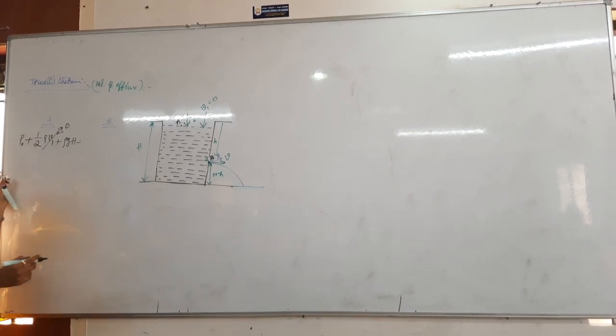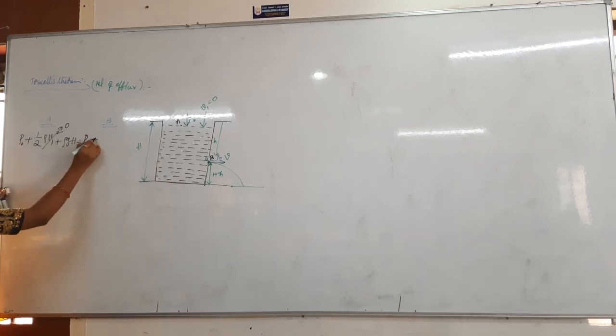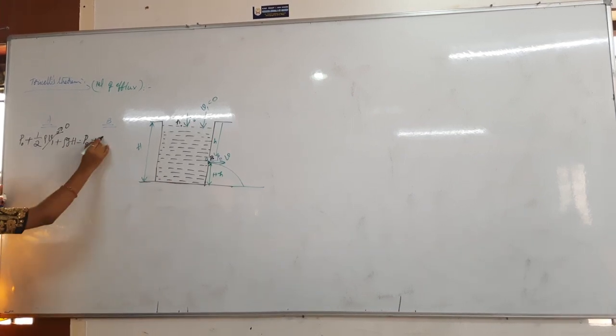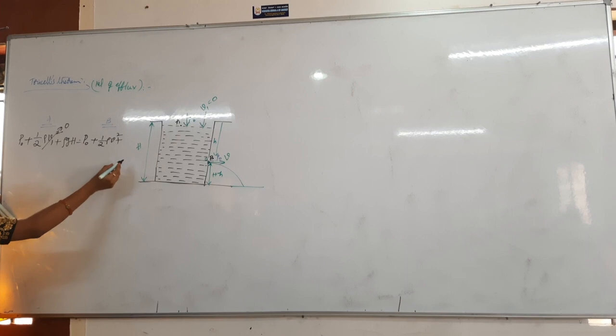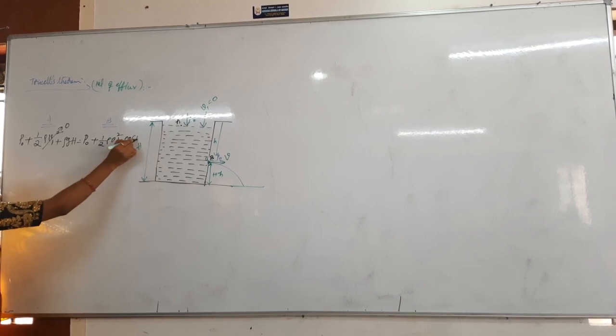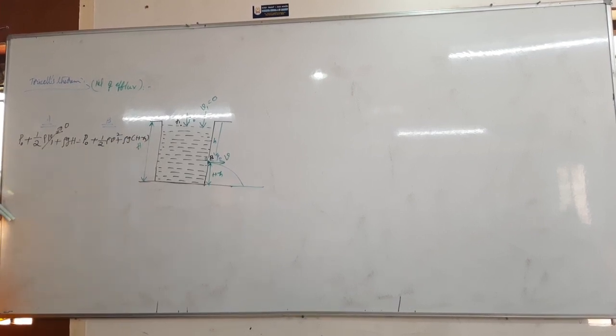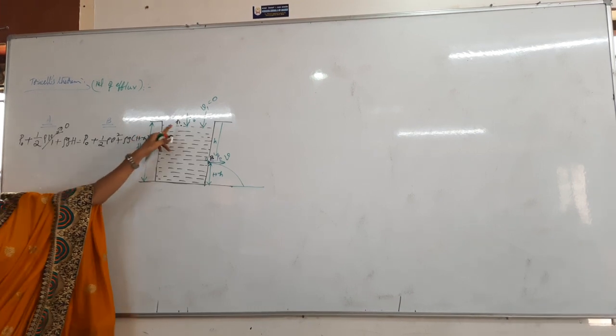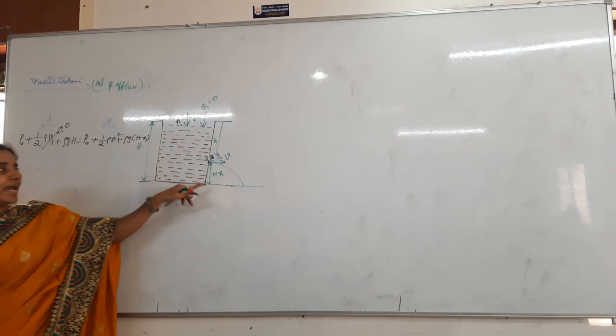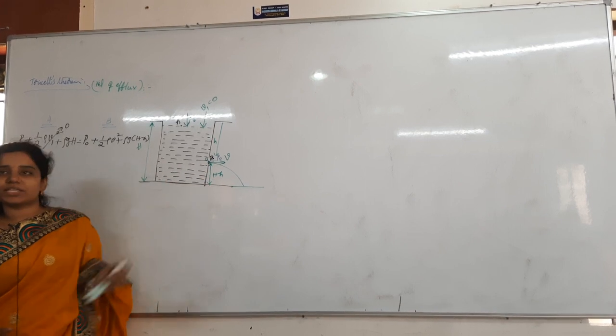Then next is at point B. At point B, the pressure is how much? P naught. Kinetic energy is how much? Half rho V squared, plus again the potential energy is rho g into H minus h. From the ground only you have to always measure height. The height of point A from the ground is capital H. The height of point B from the ground is H minus h.